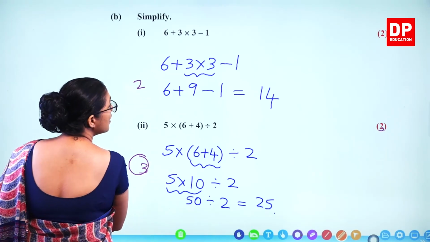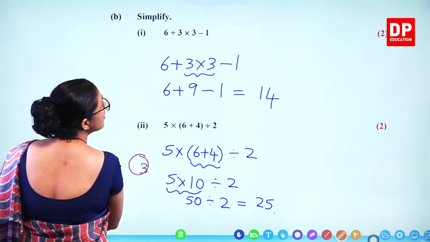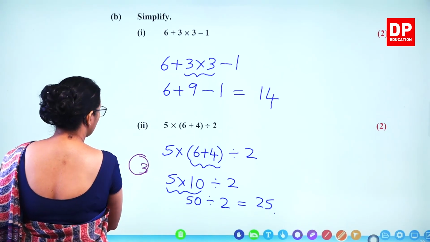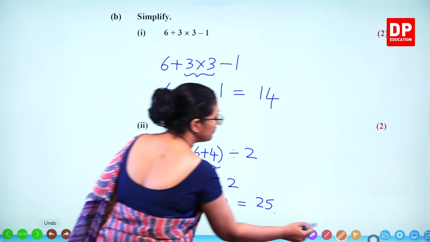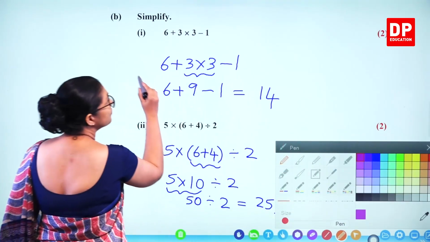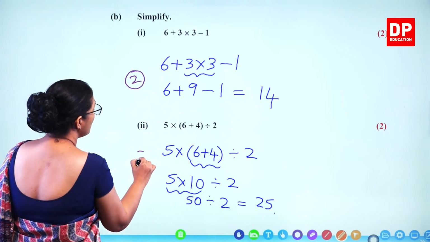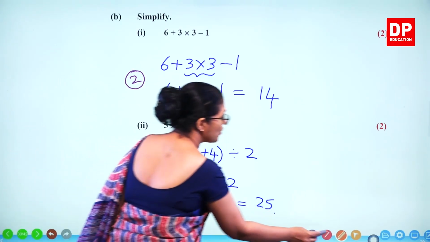So we'll make it 2 and 2. Seven plus 4, 11. 2 and 2.